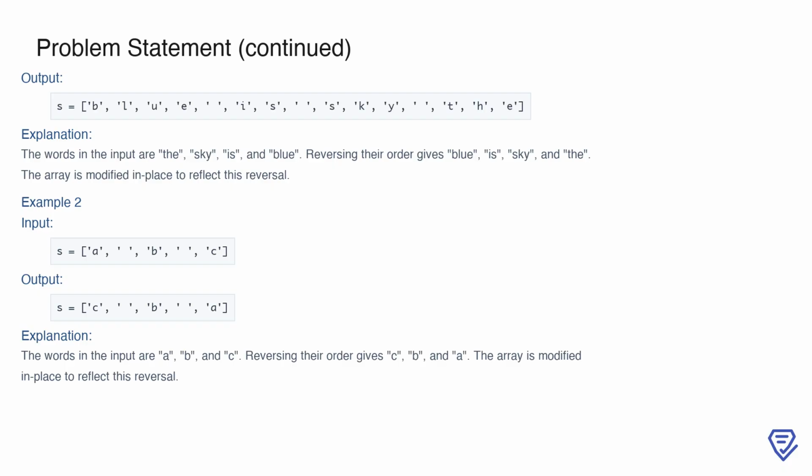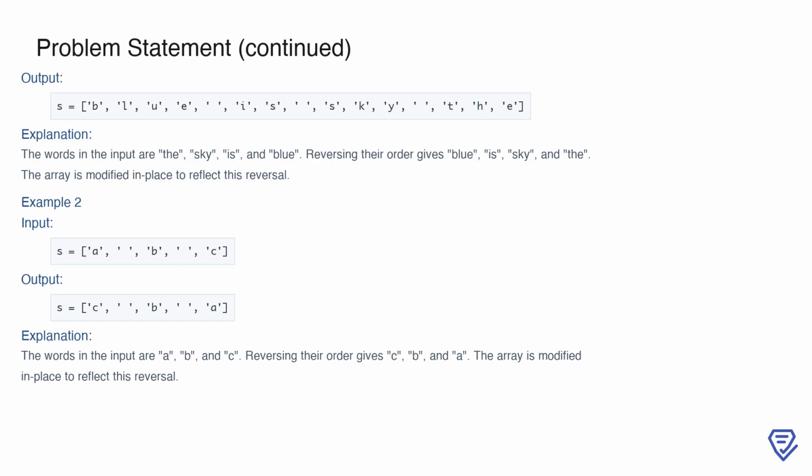In another example, the input is a, B, C, where the words are "a B" and "C". Reversing their order gives C, B, and a, so the output is C, B, a. This demonstrates that the solution must handle reversing all words while keeping the spaces in their correct positions within the same array.